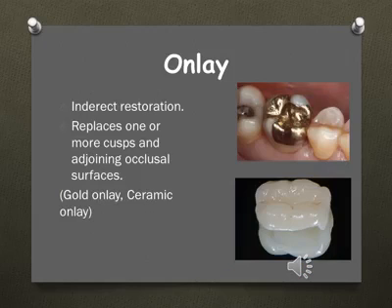An onlay is also an indirect restoration, which means that we require a dental lab to fabricate and process an onlay. It basically replaces one or more cusps and the adjoining occlusal surfaces. That's the main difference between an inlay and an onlay: in an inlay the cusps are not involved, but here the adjoining occlusal surfaces are also involved.